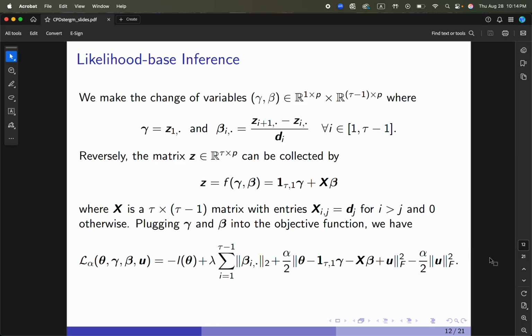We then make a change of variables, where gamma is the first slack variable and beta collects all the sequential slack variable differences. Conversely, the original slack variable can also be recovered by the following construction. And here we have the final expression for the augmented Lagrangian.